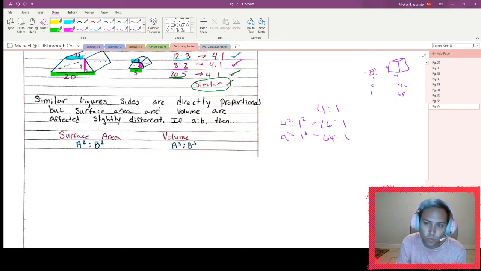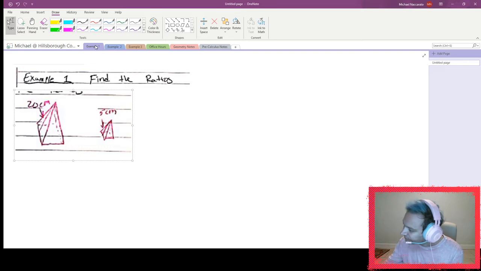1 cubed gives us 1. And you can see that it's a 1 to 64 ratio, which is what we expect up there. So that's how you find it. You always take your initial scale factor and square it to get surface area, and then take the initial and cube it to get the volume. So with that, let's look at our first example that we have.